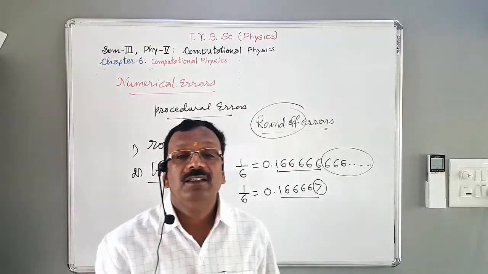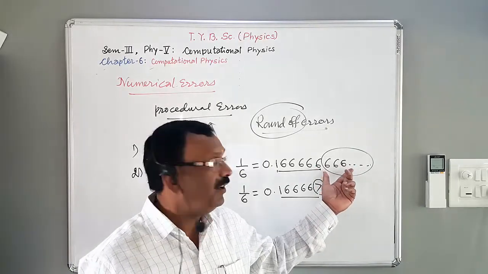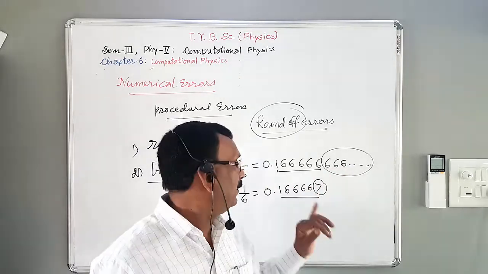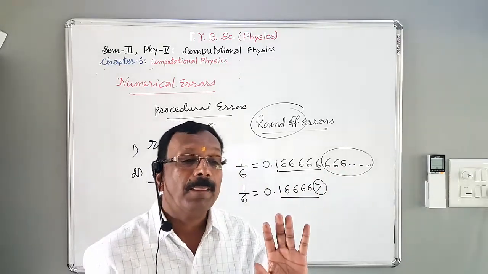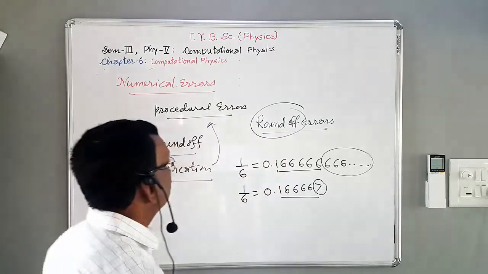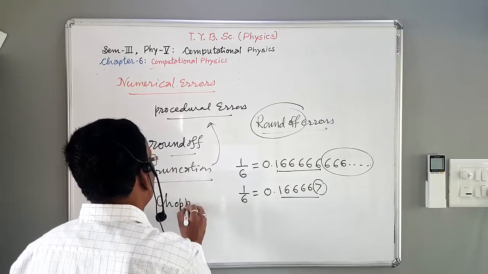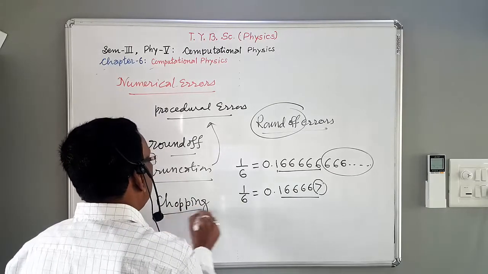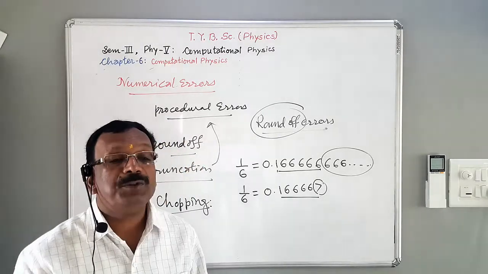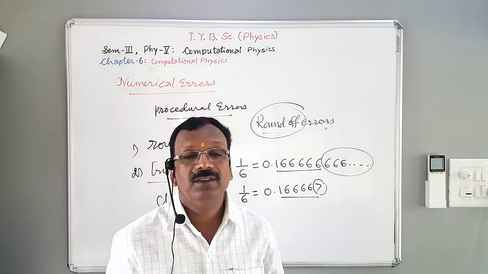Round off is nothing but the process of omitting the superfluous digits and keeping only the desired number. Okay. Now there is another term, chopping. Just like round off, there is chopping. What is chopping? In this method of chopping, the extra digits are dropped.